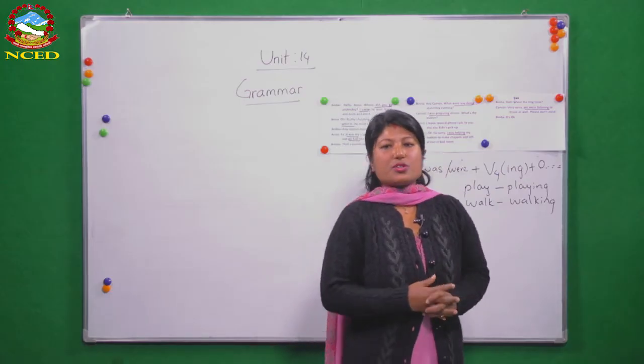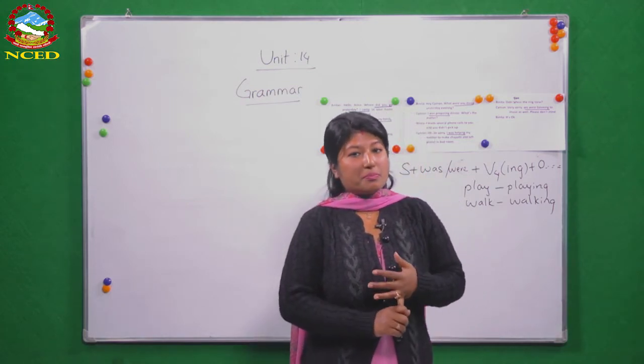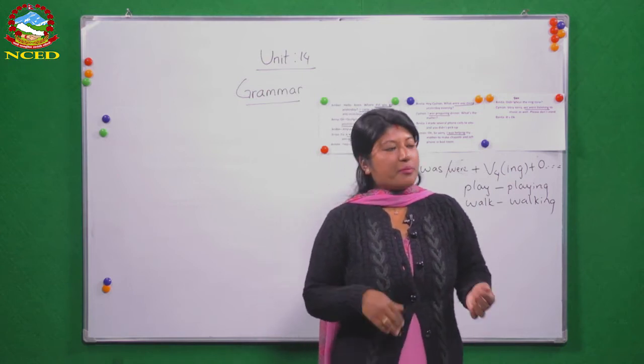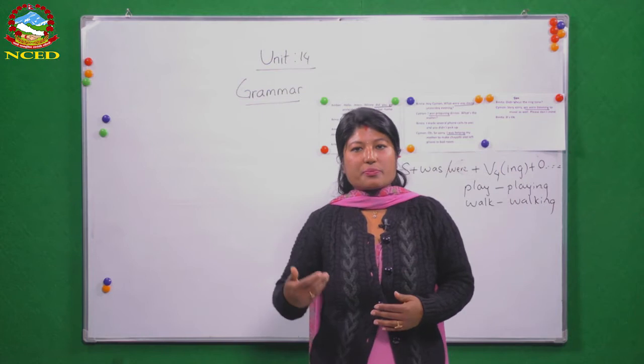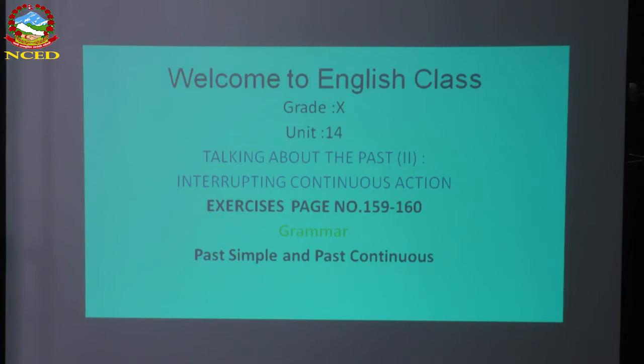Okay, let's move to the next topic. Now we are well familiar with simple past, or past simple, and present continuous, which is also called present progressive. This is the topic. Let's go to the slide now. We are still in unit 14 talking about the past, interrupting continuous action. How continuous actions are interrupted, that is the grammar topic we are going to deal with now. You can turn over to page number 159. We will do grammar from there, past simple and past continuous.